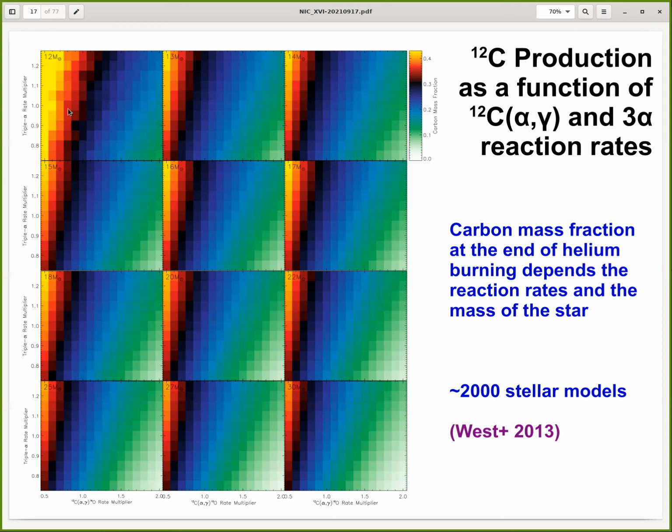But it's also interesting to see that there's some sensitivity to the stellar mass, because these lower mass stars typically have lower temperatures and higher densities, and the higher densities favor more production of carbon-12, because you have a density sensitivity of rho squared for the production, but only a single density sensitivity for the destruction by C12 alpha gamma. So these denser stars of lower mass tend to make more carbon-12 than the high mass stars of low density.